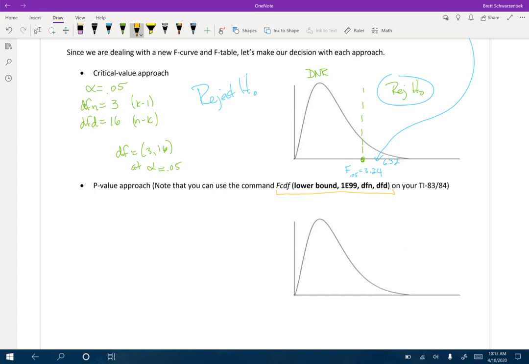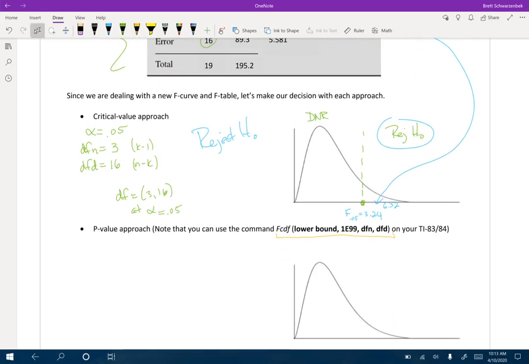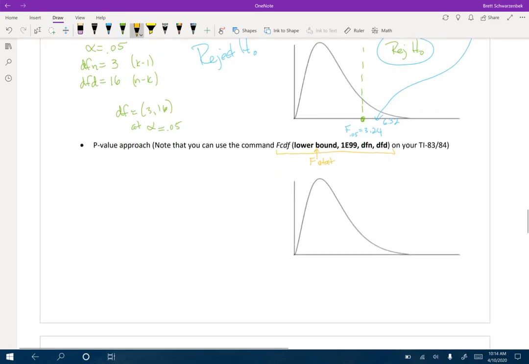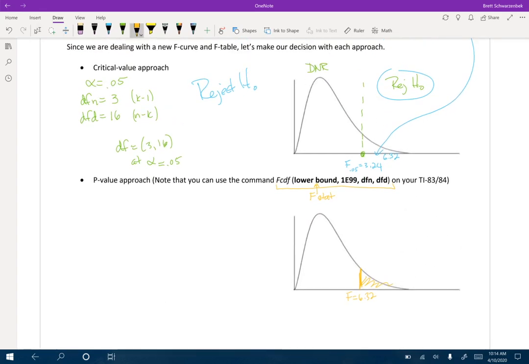You're going to put in your lower bound. The lower bound is always going to be your value of F, your F statistic. Why? Because your F statistic, which in this problem is 6.32, is always going to be the left side of your tail region. Your next value is always going to be 1E99. Why? Because that's always the upper bound.